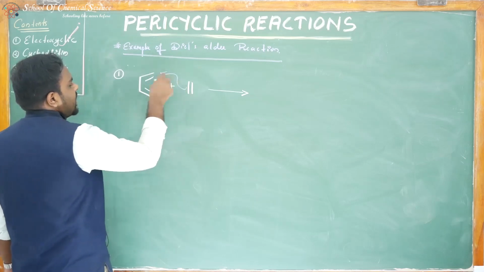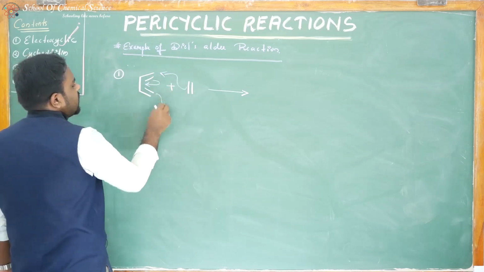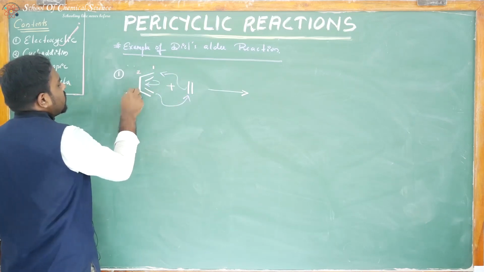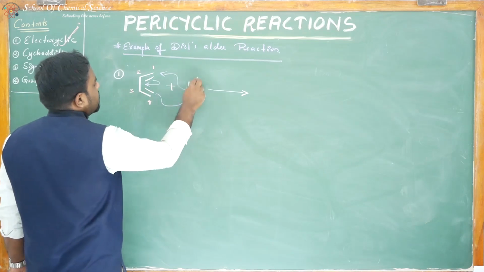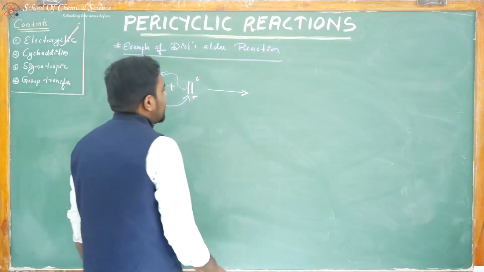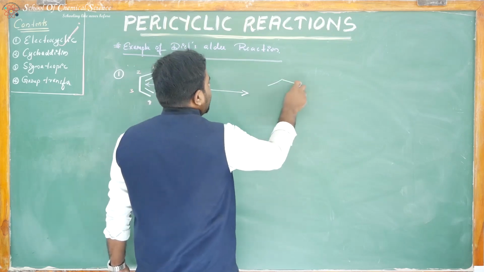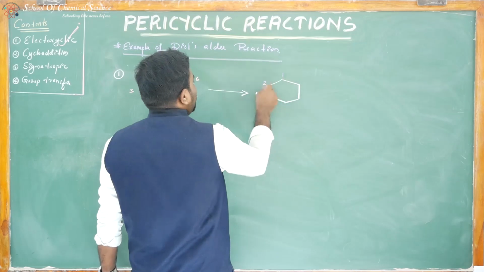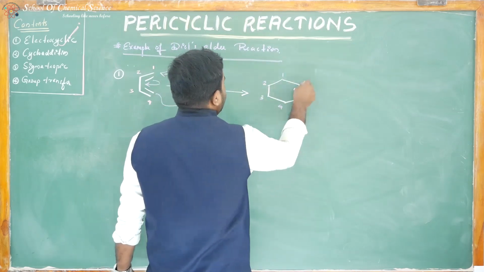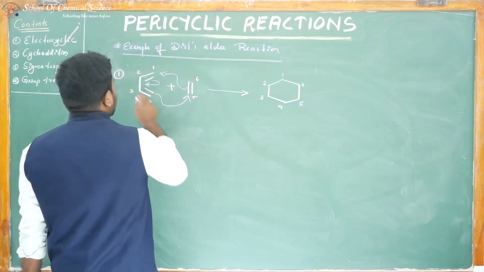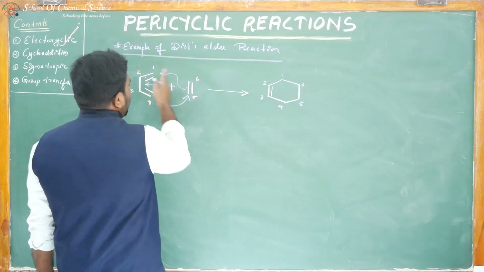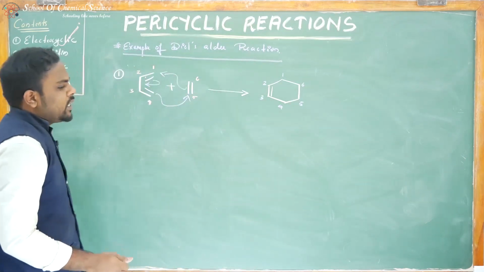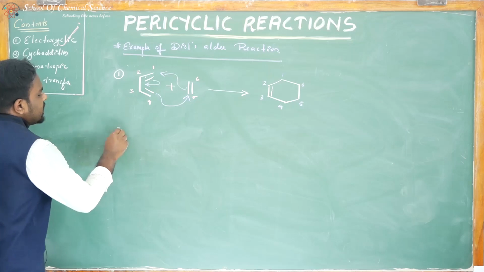This pi bond makes a sigma bond here. This will move towards here. Okay, giving numbers, this is 1, 2, 3, 4, 5, 6. So a 6-membered cyclic ring is formed. Between 2 and 3 a pi bond is formed. Between 1 and 6 a new sigma bond is formed. Between 4 and 5 a new sigma bond is formed. Okay, then example 2.